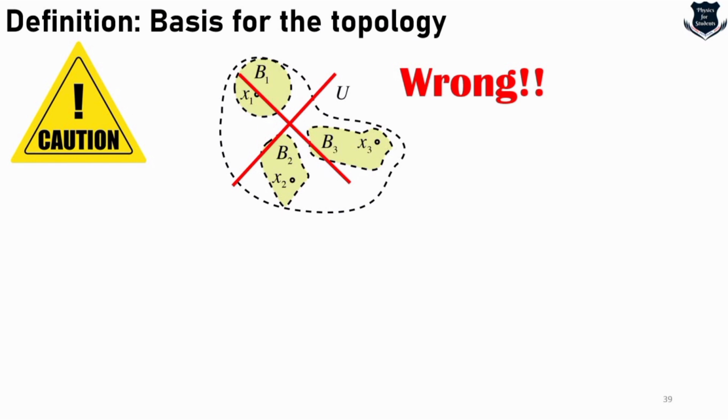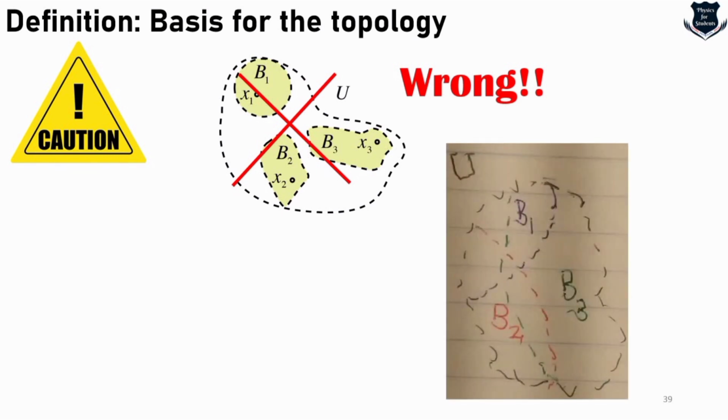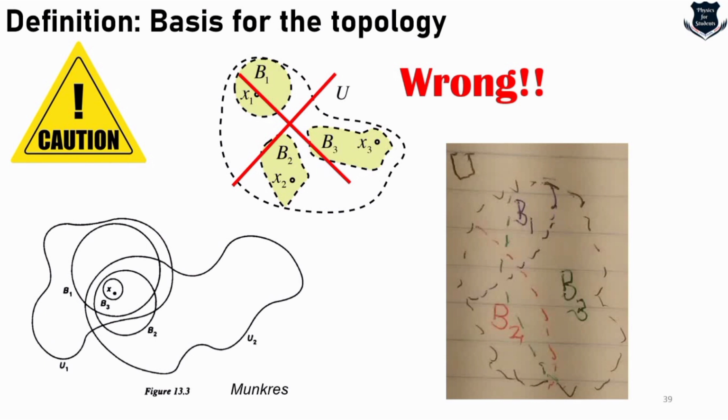So you can divide up U with three open sets, which I have done with B1, B2, B3, with three overlapping, but there should be intersection. So it should be either this, which I have taken from the famous Munkres book, or this. So be aware that if you face this kind of figure, it is not a basis of a topology. There should be options of overlapping.